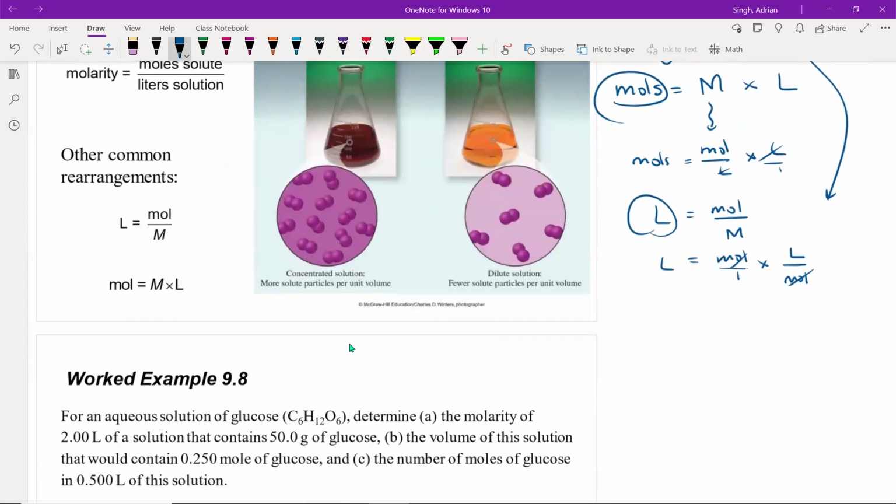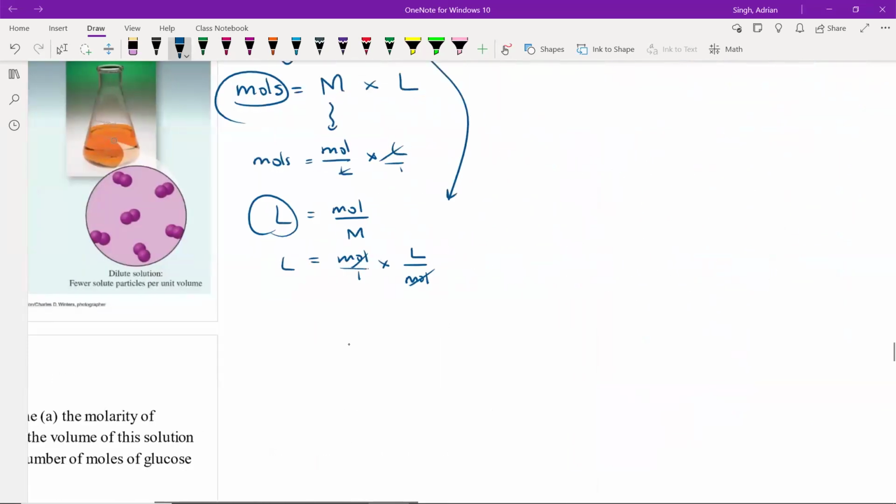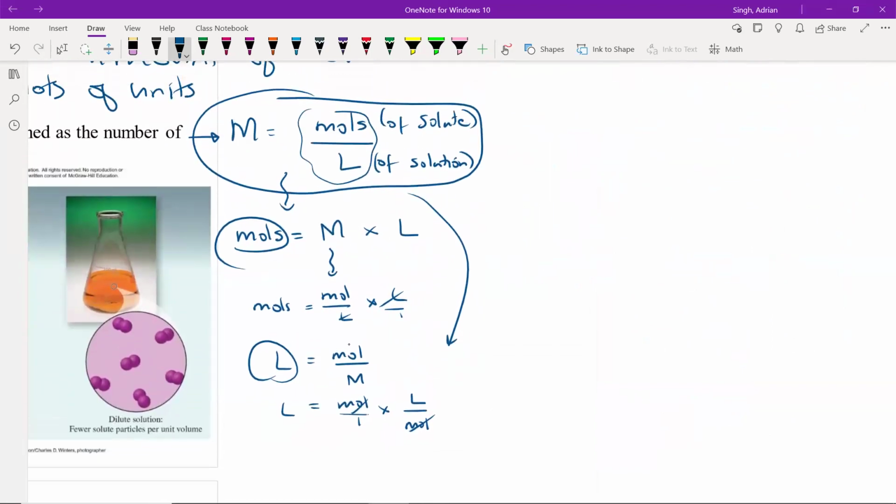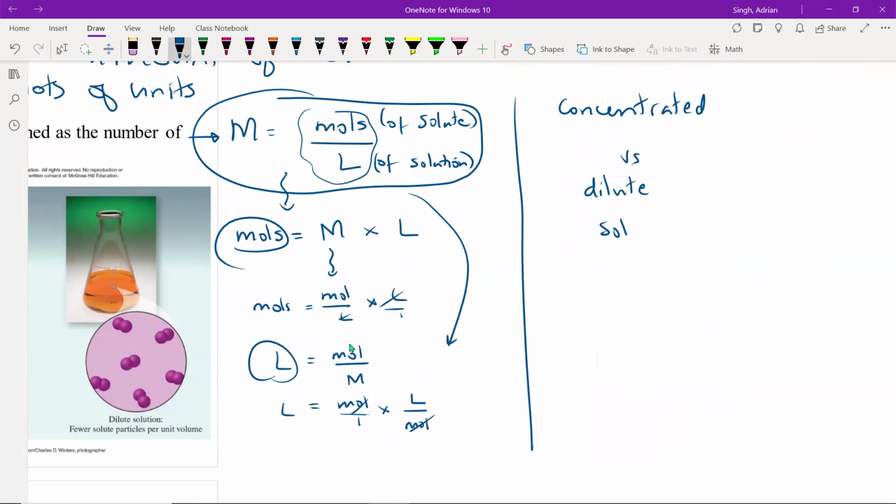Now, a couple terms that we will see when we refer to the concentrations of solutions, we will see the terms concentrated versus dilute solutions. Okay, and the difference there is just relative. Okay, so a concentrated solution has a higher concentration. We'll abbreviate concentration as CONC, and a diluted solution has a lower concentration.